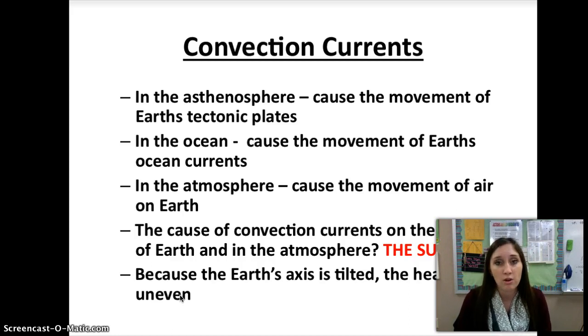Because the Earth is tilted on its axis, remember we've talked about this, the heating of the Earth is going to be uneven. You should know this because we have direct sunlight and we have indirect sunlight. So there are going to be different areas that have different amounts of heat in it.